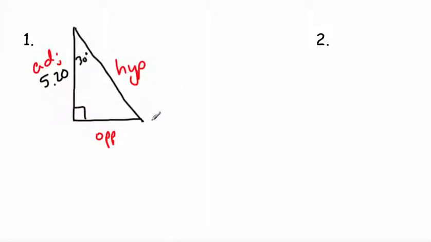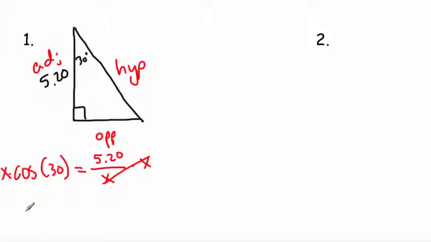Okay, so cosine of 30 degrees equals adjacent over hypotenuse. So this is similar to the first one I worked. I'm going to multiply both sides by x. It cancels that. So x times cosine of 30 degrees equals 5.20. Now I'm going to divide both sides by cosine of 30.